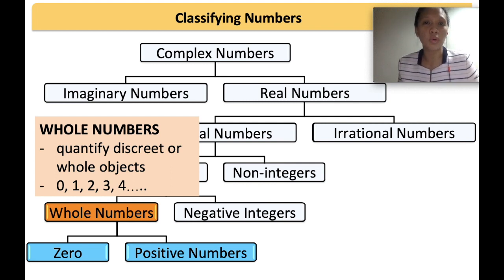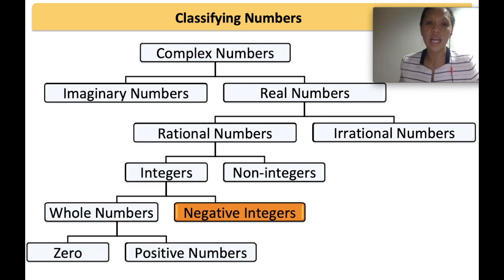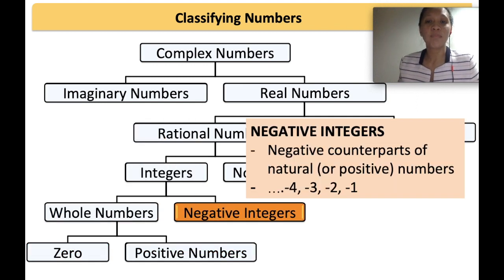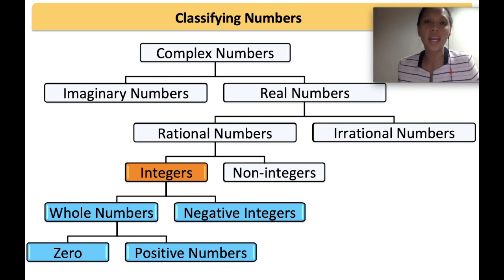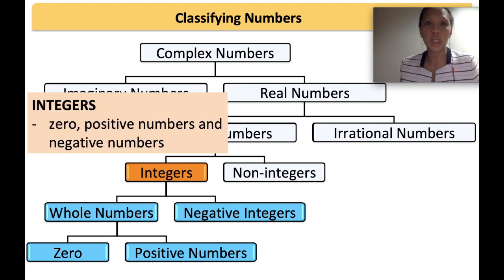So kung meron tayong whole numbers, meron din tayong negative numbers. Negative numbers are negative counterparts ng ating natural or positive numbers. So we have negative 1, negative 2, negative 3, negative 4, and so on. As a group, yung tawag natin sa ating whole numbers and negative numbers is integers. Okay? So ang integers natin include 0, our positive numbers, and our negative numbers.